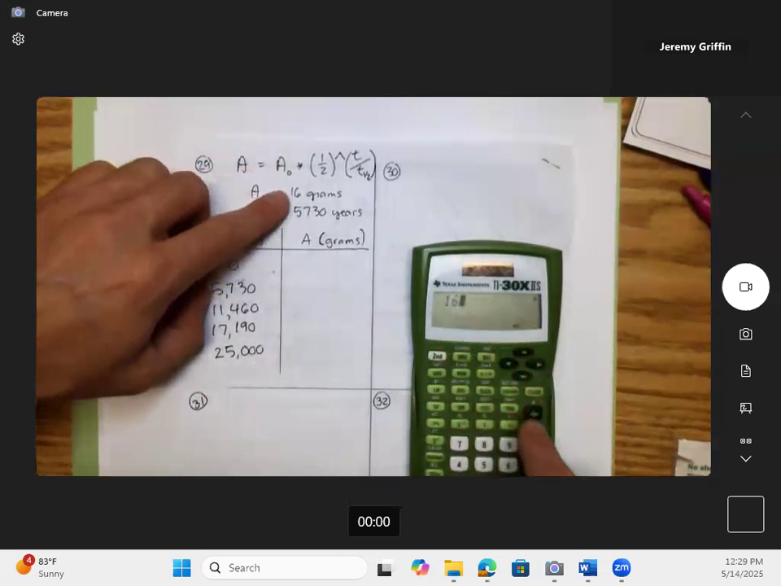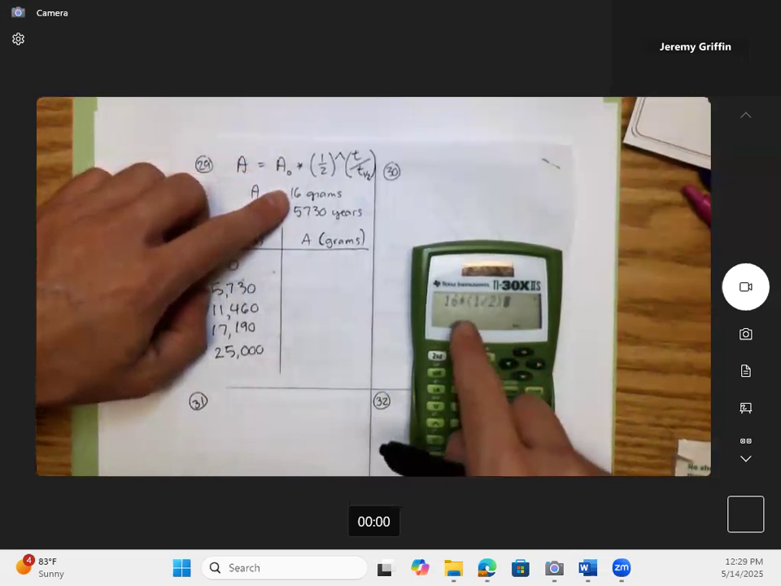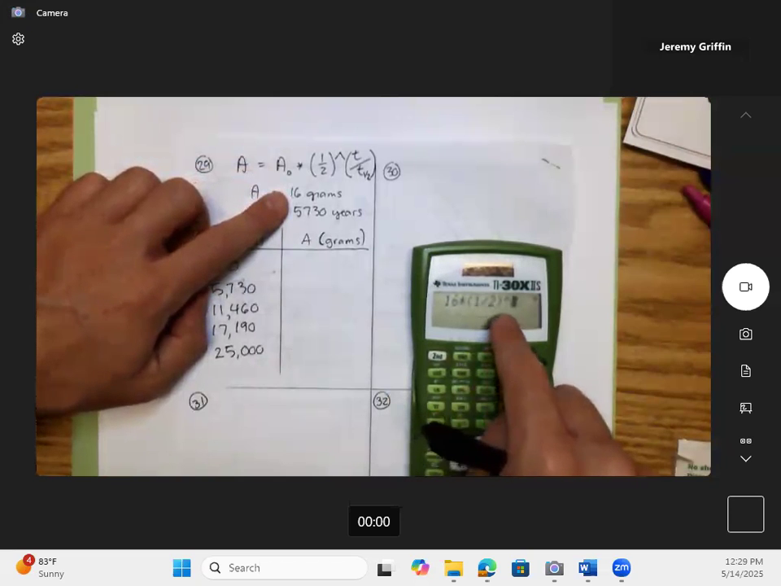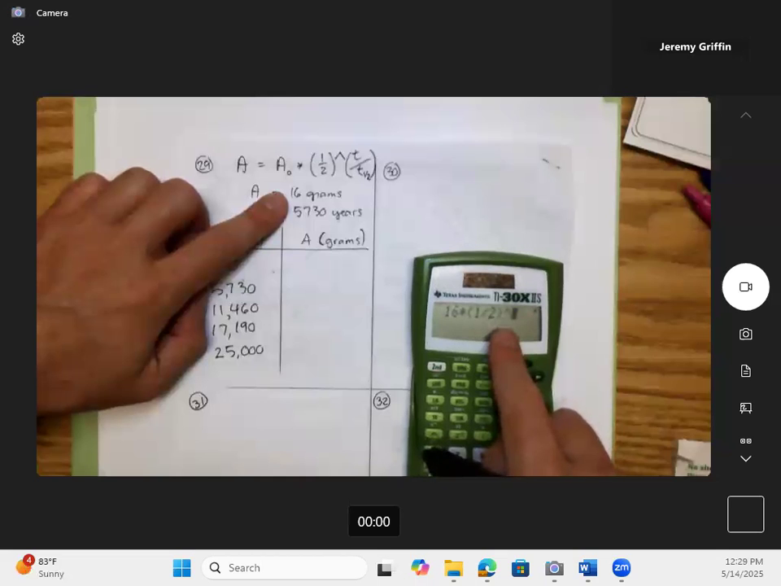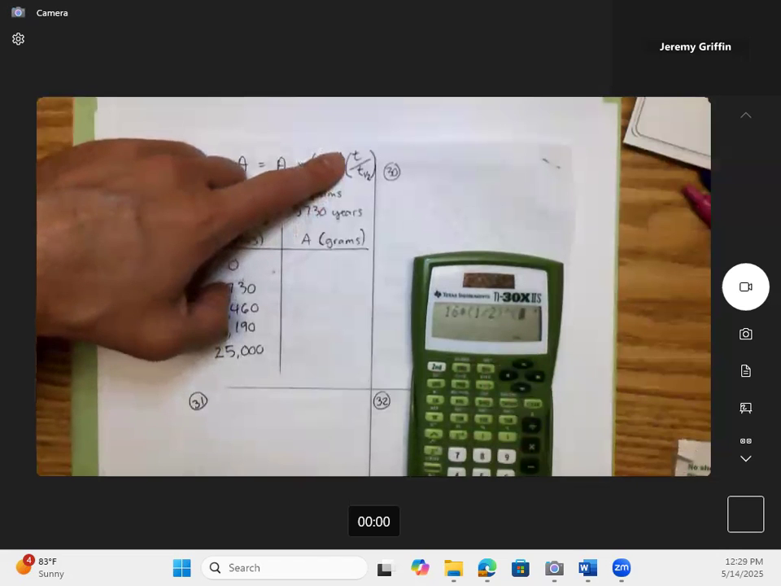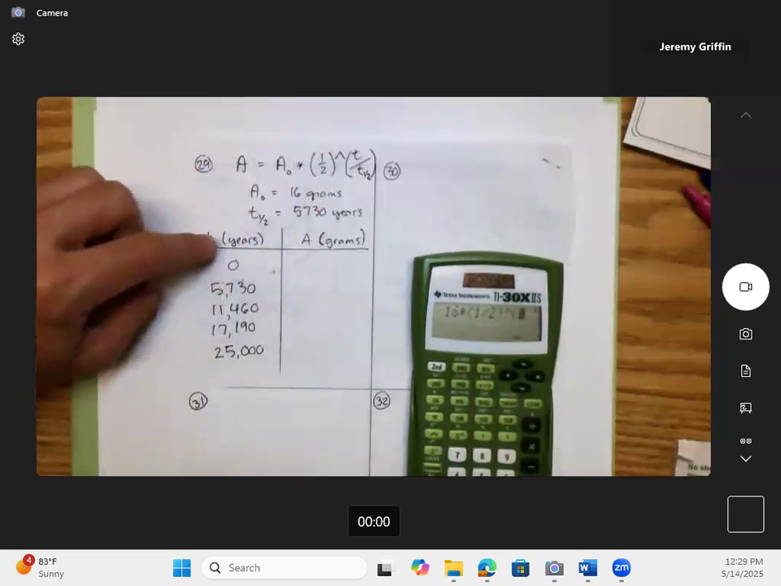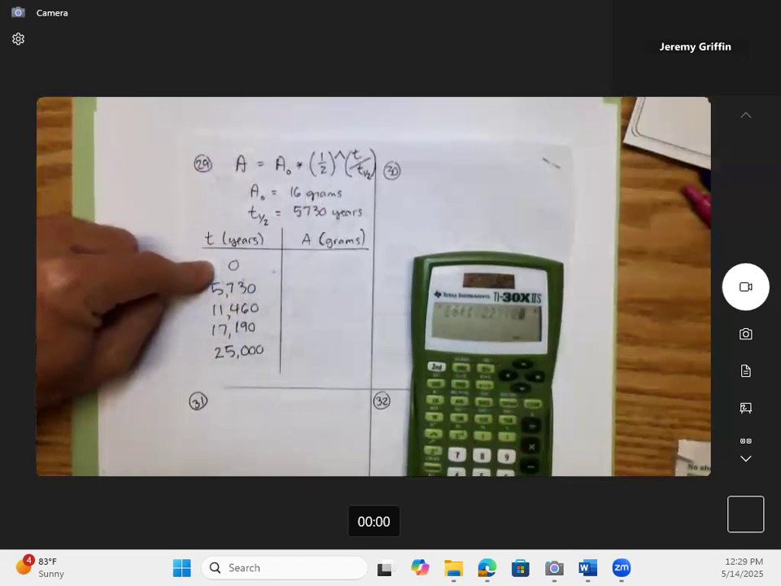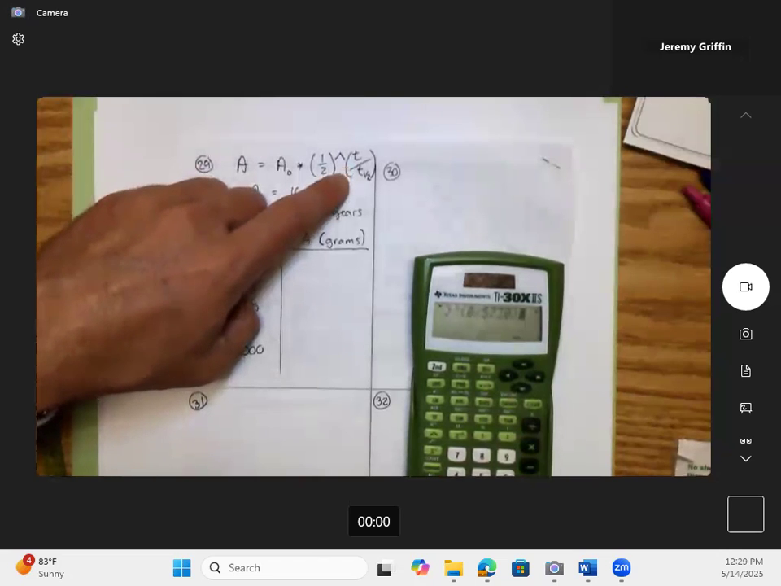So 16 grams times, and then in parentheses do 1/2. You guys got 1/2 in parentheses? Raise it to the power of, so hit the caret key. Any questions so far? Who's got that? So you got 1/2 to the power of, and then in parentheses, I need the time that has passed as a variable over t1/2, which is the half-life, which is this time right here. So the first time is going to be 0 years have passed divided by 5,730. Hey guys, what is 0 divided by anything?